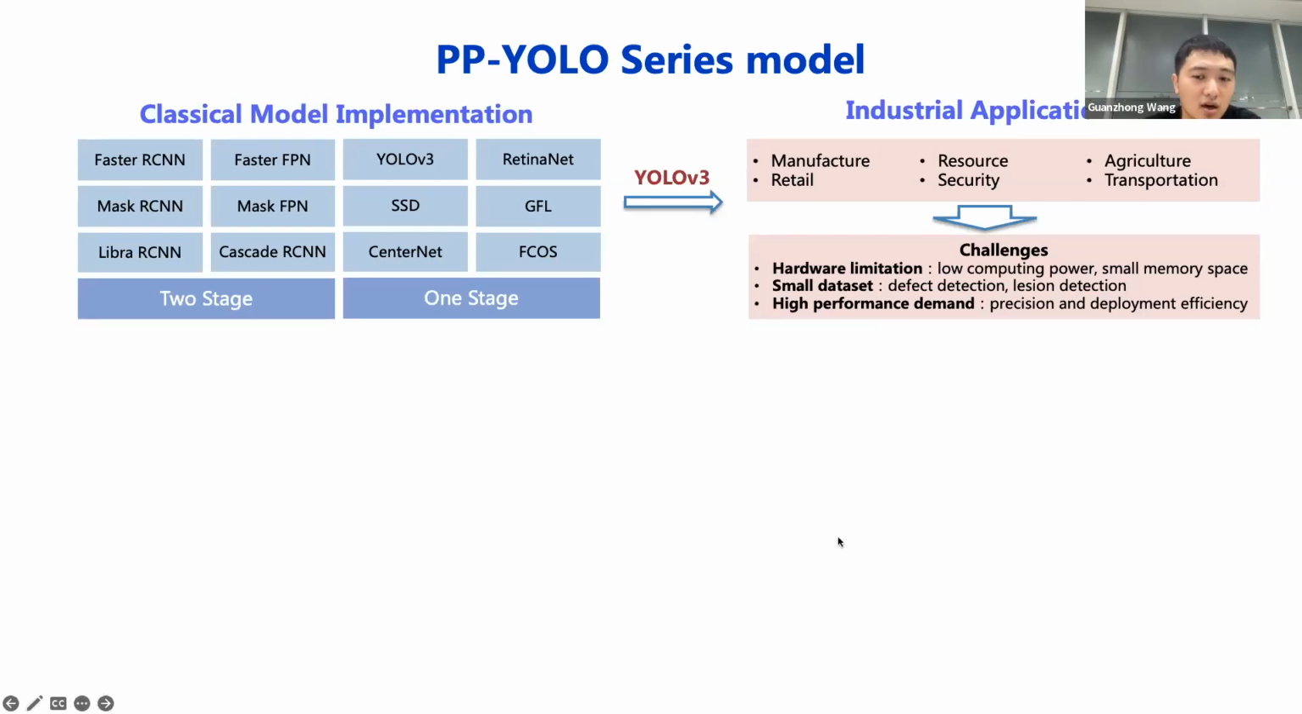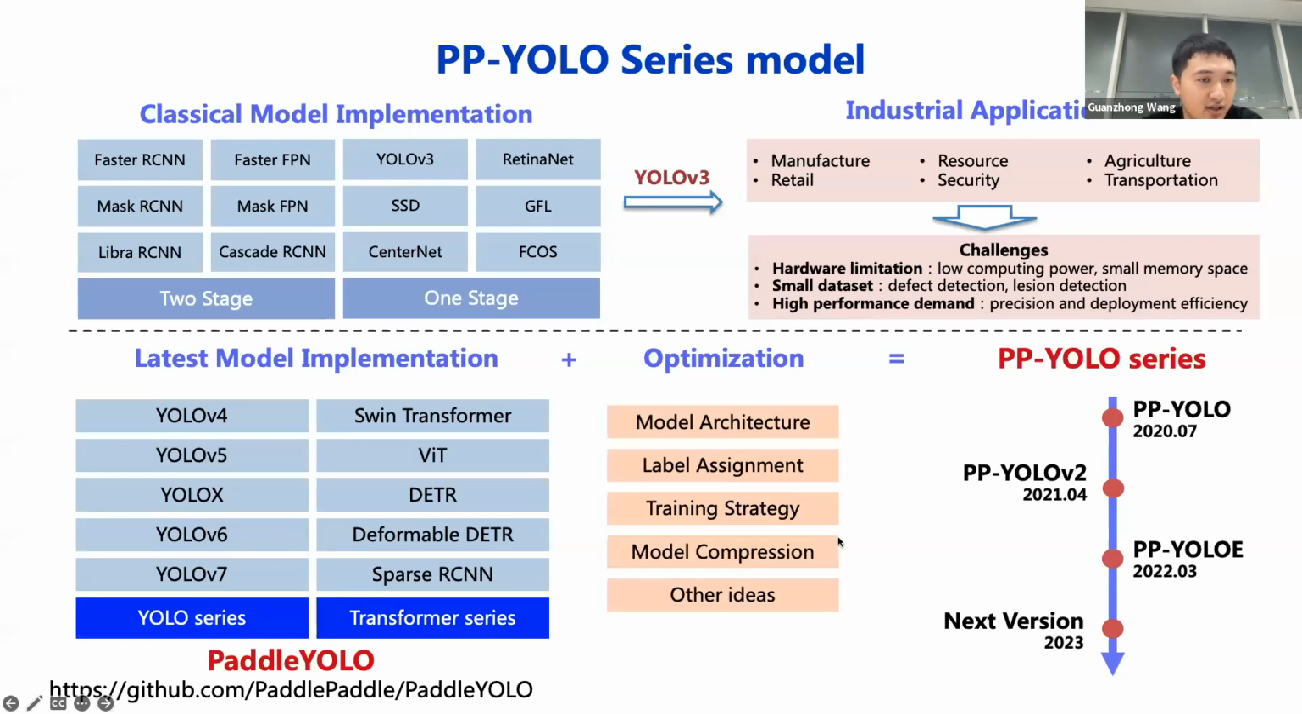So for us, since 2019, we have kept an eye on the latest work in YOLO. And now we have released PaddleYOLO containing YOLOv5, YOLOv7, and the latest YOLOv6. And then we try to optimize the detection models in terms of the model architecture, label assignment, and other ideas, to get a better performance and attract more people to use our PaddleDetection.